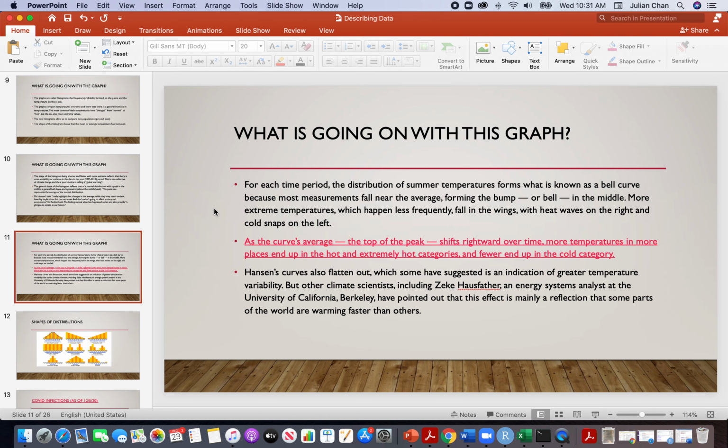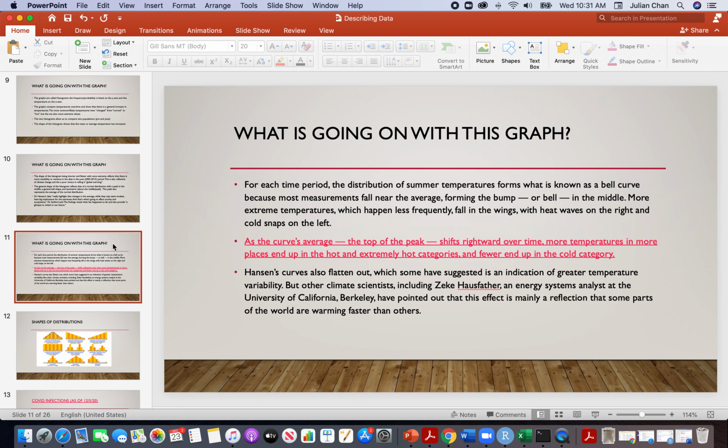So Dr. Hansen talked more about the variability, and there are other scientists, for example this Zeki, who's an energy systems analyst at UC Berkeley, who have pointed out that this effect is mainly a reflection that some parts of the world are warming faster than others. So that's what the increased variation or range is doing.